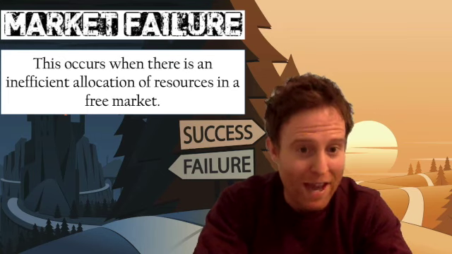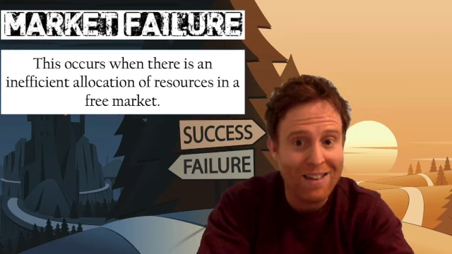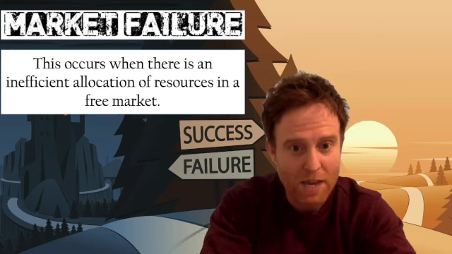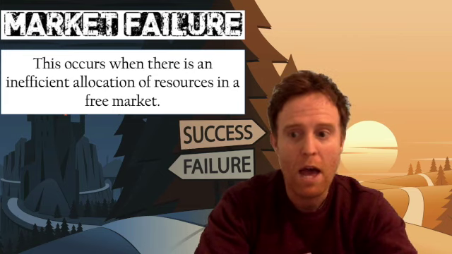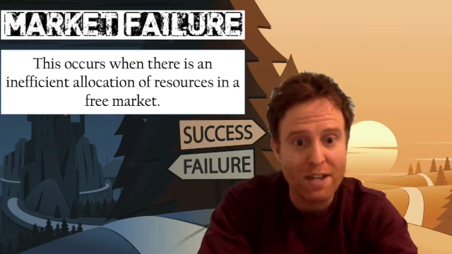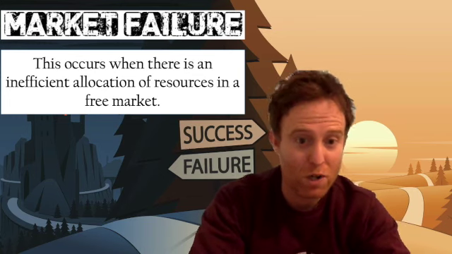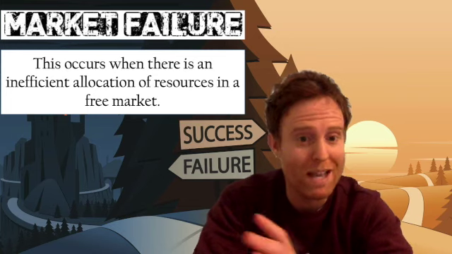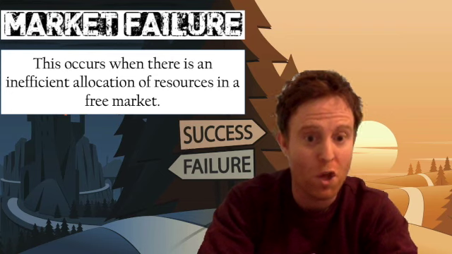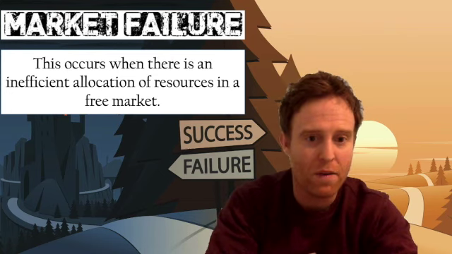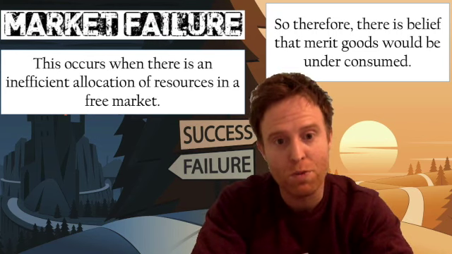Well, it's to do again with this issue of it being underconsumed. This occurs when there's inefficient allocation of resources in a free market. If they're underconsumed, then people's healthcare is going to be at risk, and people's skill level and education is going to be at risk. If that's the case, then we're going to experience market failure because of that inefficient allocation, and therefore the government needs to intervene to try to solve this market failure or stop any chance of it taking place. So there is a belief that merit goods would be underconsumed, so the government therefore offers them.